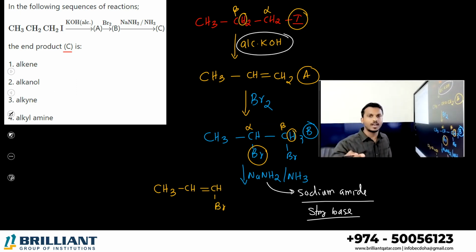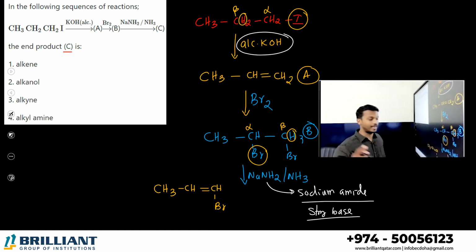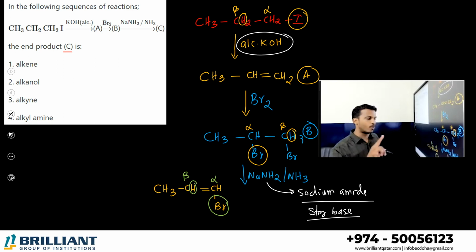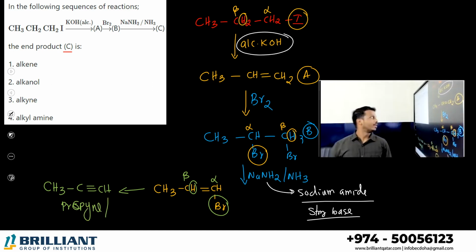Once again beta elimination will happen because NaNH2 is a strong base. So take bromine from alpha carbon, take hydrogen from beta carbon, make one more bond in between those alpha and beta. So the final product will be CH3, C triple bond CH. What is this compound? Propyne. Propyne is the compound. Is it given? Yeah, they just mentioned alkyne.